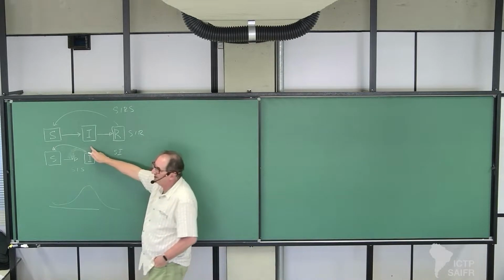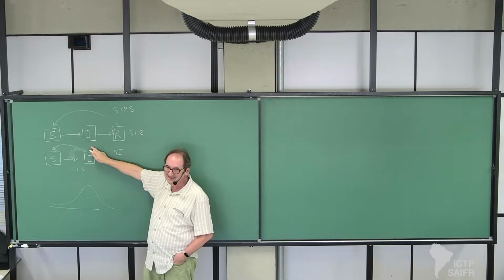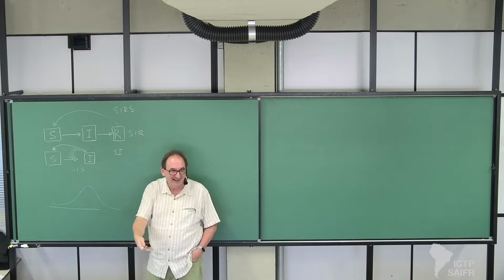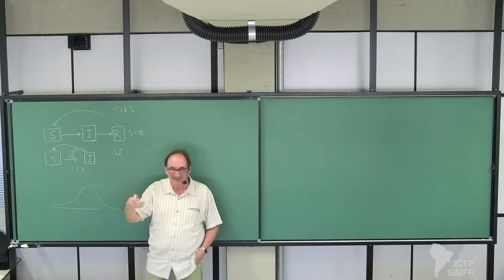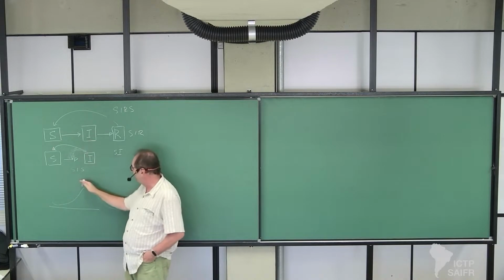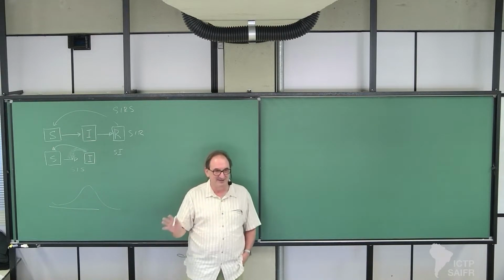That's a very common error that we see when people more distant from everyday life, more mathematicians and so on, fit the I to the data of new cases per day. It's completely wrong. So you never do this.